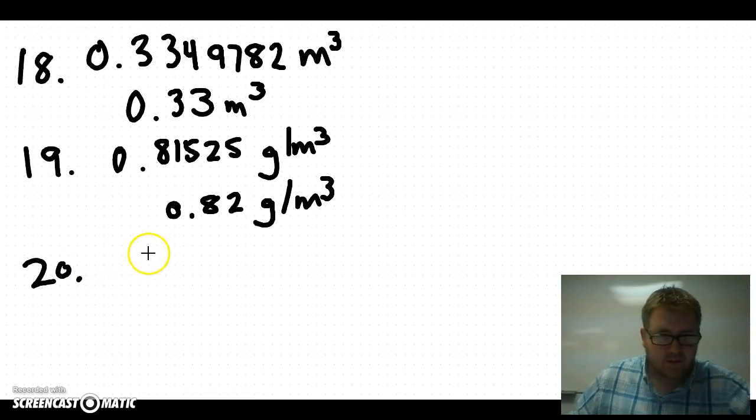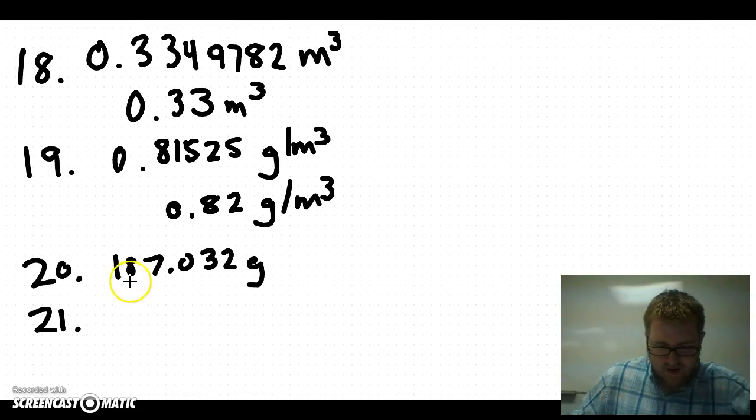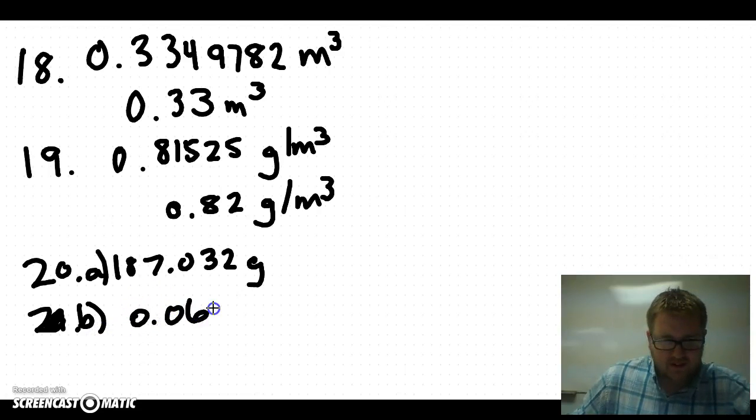Right, for number 20, you should see that 187.032 grams should have 6 sig figs because all zeros in the middle are included. Just count 1, 2, 3, 4, 5, 6. For 21, that's part A, sorry. Then part B should be 0.0601 cubic meters. We'll ignore the placeholding zeros to the left. Start at the 6. We've got 3 sig figs.